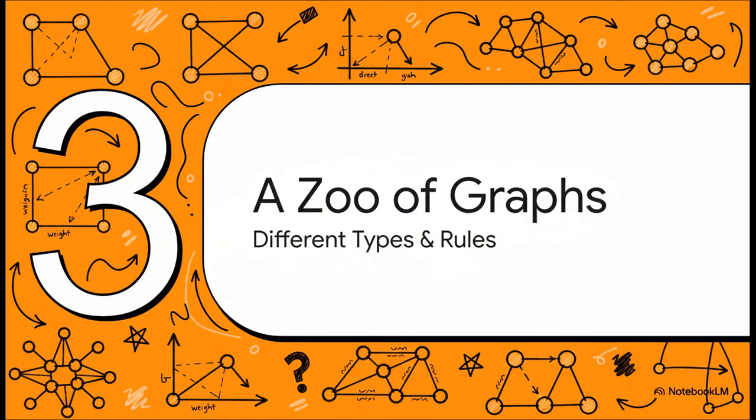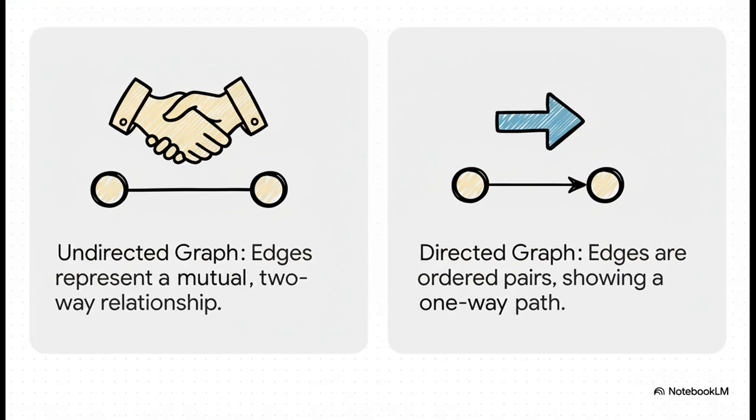Okay, now that we have the building blocks, let's take a little tour of the zoo of different graphs out there. Because not all networks play by the same rules, and these little differences are absolutely crucial for understanding how things work in the real world. So a connection can be a two-way street or it can be a one-way path. In what we call an undirected graph, an edge between two people means they're friends. The feeling is mutual. But in a directed graph, that edge has an arrow. It's like following someone on social media who doesn't follow you back. The connection only goes one way.